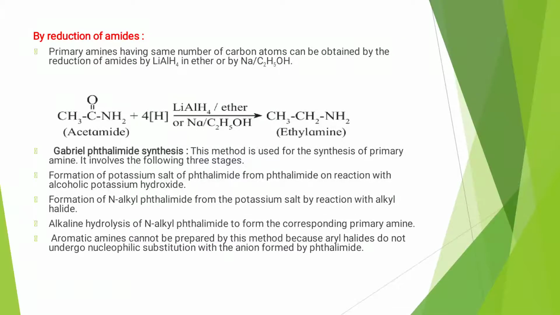Here carbonyl group is converted into methylene group, that is CH2, by using lithium aluminum hydride in ether. Ether is the solvent, or sodium in ethyl alcohol. Ethyl alcohol is the solvent. So it is a fourth method to prepare primary amines from amides.